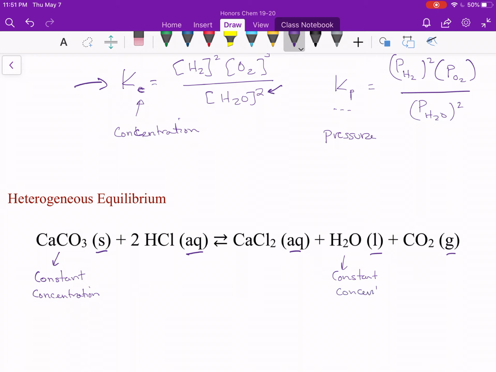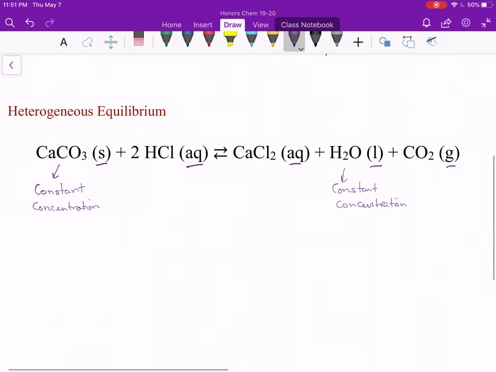Why that matters to us is that when we write the equilibrium expression, the Kc for this, we don't have to include our solids and liquids because their concentrations are constant. Long story short, they get wrapped into the value of Kc. It doesn't mean they're not there during the equilibrium. They're still in the container, and they're part of that balanced overall equation. We just don't have to include them in the equilibrium expression because their concentration stays constant.